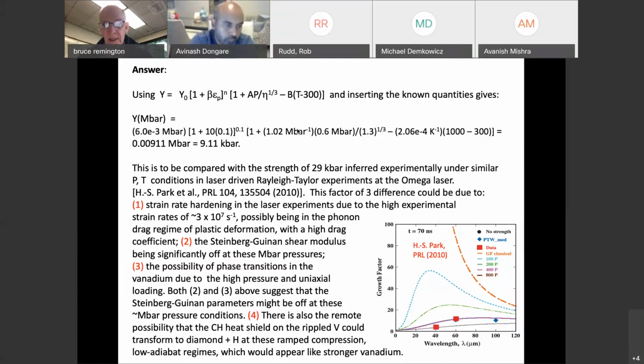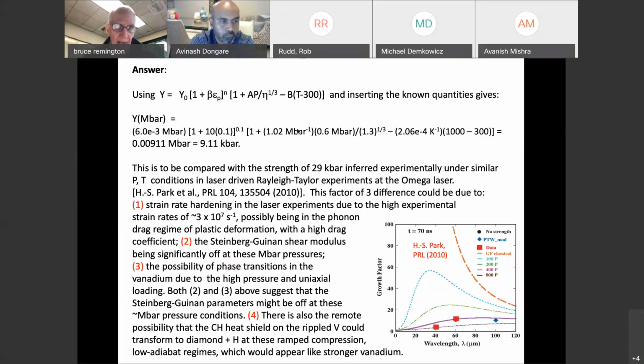So what was a CH heat shield, just plastic with zero strength or close to zero strength, now is a mixture of diamond, solid state diamond, and hydrogen. And so now the properties of the heat shield would be very, very different and could no longer be ignored. And one might have to consider the strength of diamond in our prediction of the strength of this physics package.